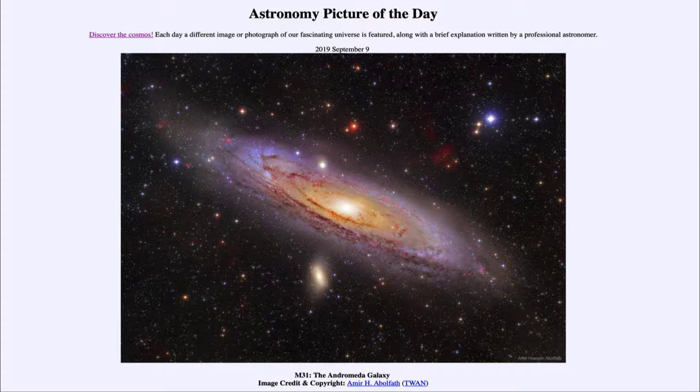One of the things that I like to do in each of my introductory astronomy classes is to begin the class with the astronomy picture of the day from the NASA website at apod.nasa.gov/apod. And today's picture for September the 9th of 2019 is titled M31, the Andromeda Galaxy. So what do we see here?